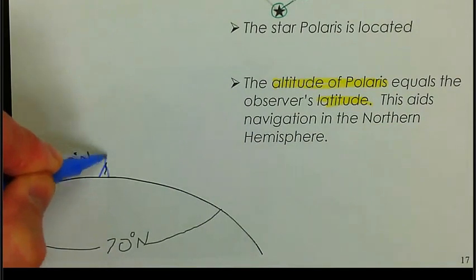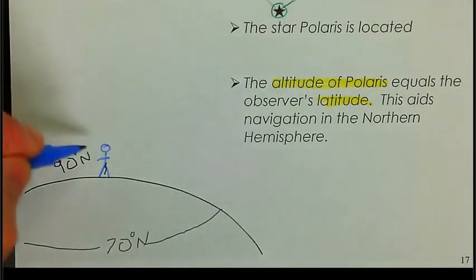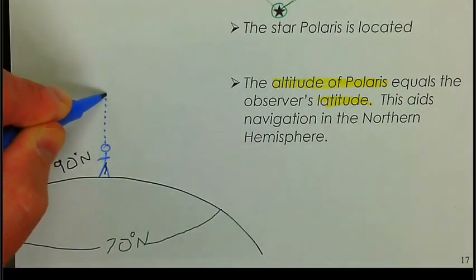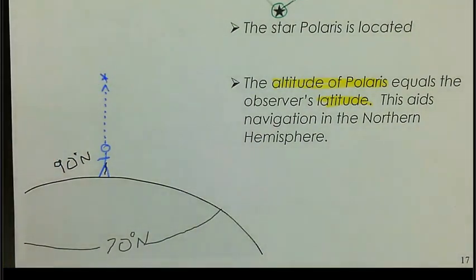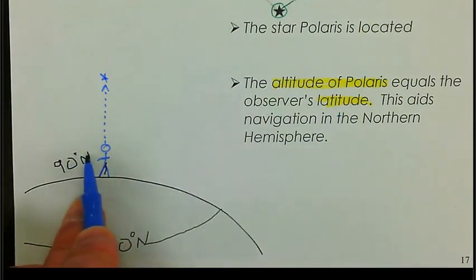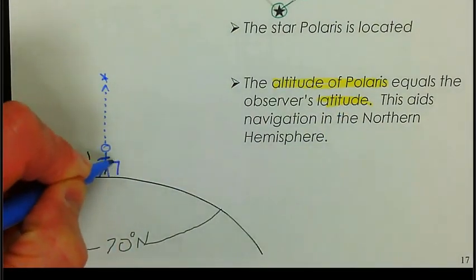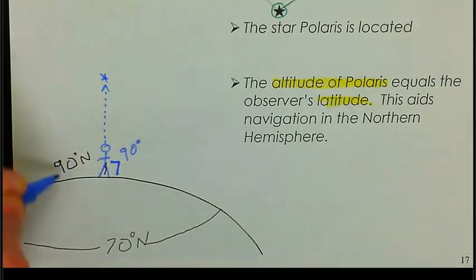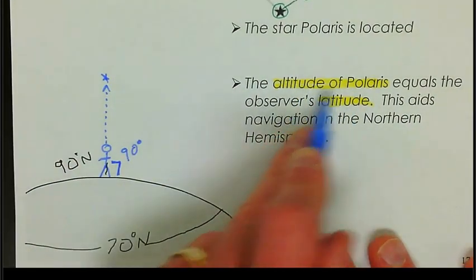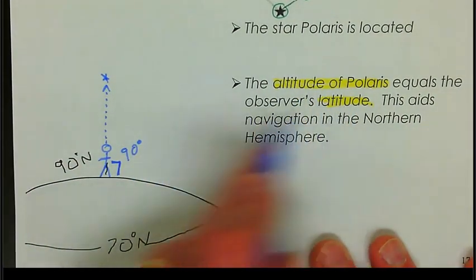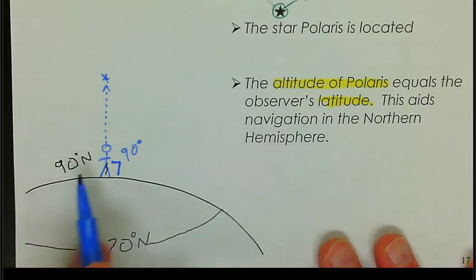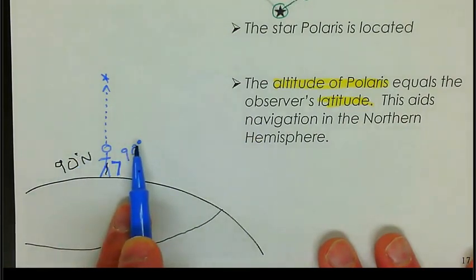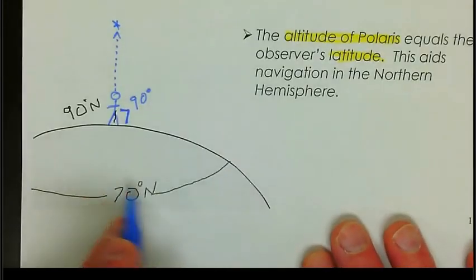If you're standing right here at the North Pole and you look straight up to see Polaris, notice that your latitude is 90 degrees north, and the angle you look up to see Polaris is a 90-degree angle. So I've got the altitude of Polaris is 90 degrees. The latitude is 90 degrees north. There's a difference between them, right? Latitudes have a direction. The altitude or angle does not. Be cautious about that.